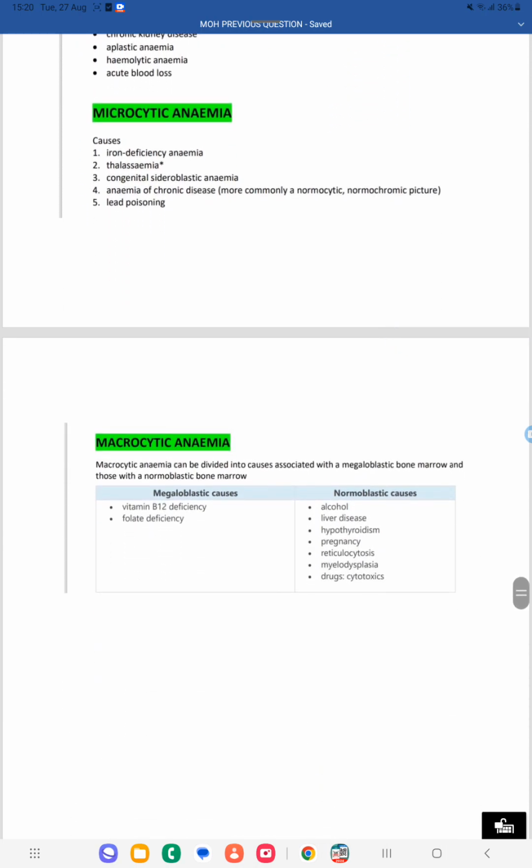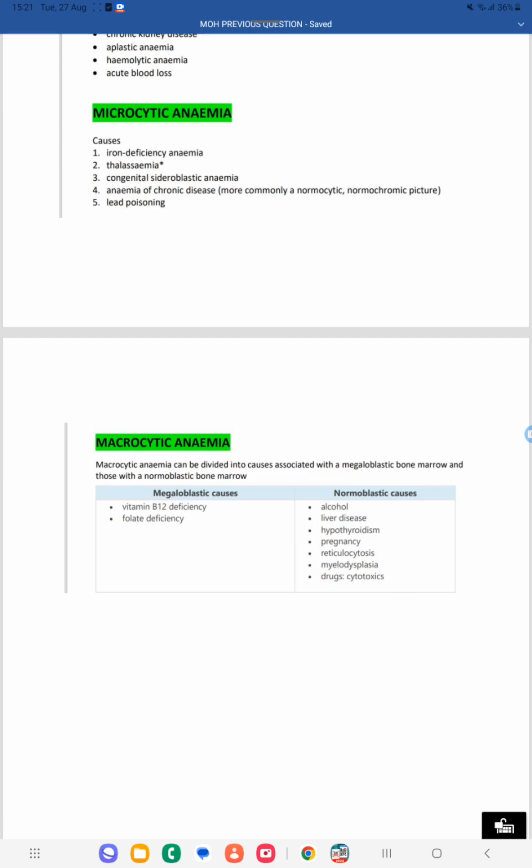So these are the conditions which are causing microcytic anemia. Next one is macrocytic anemia, which means MCV is more than 100. If MCV is more than 100, the patient is suffering with macrocytic anemia. Okay, it is of two types, megaloblastic and normoblastic. Normoblastic anemia means where the normoblast, which means immature RBC, appears in the blood.